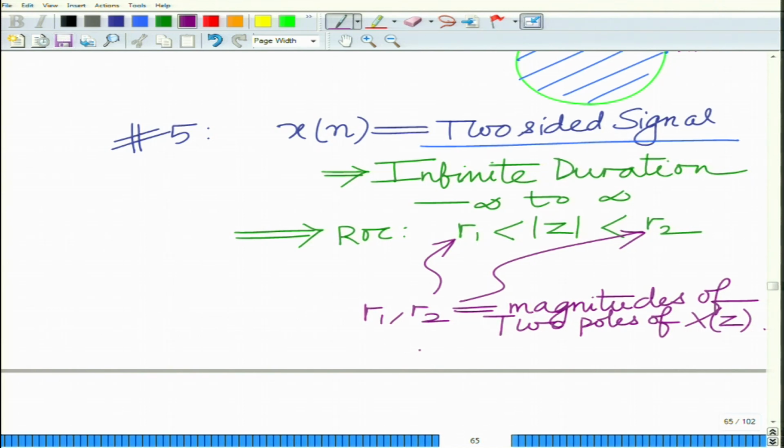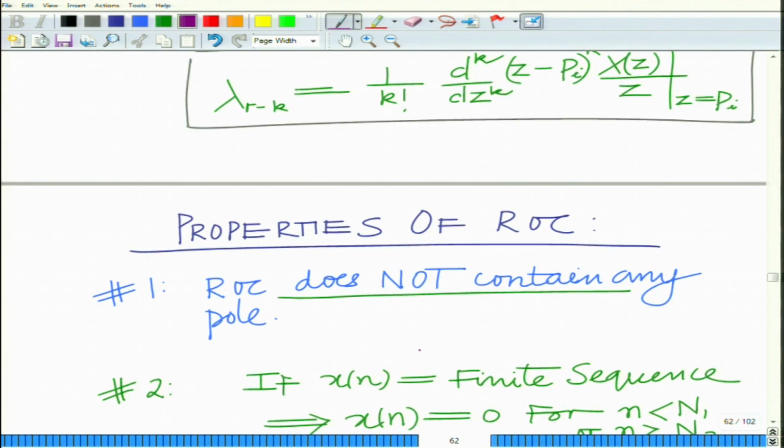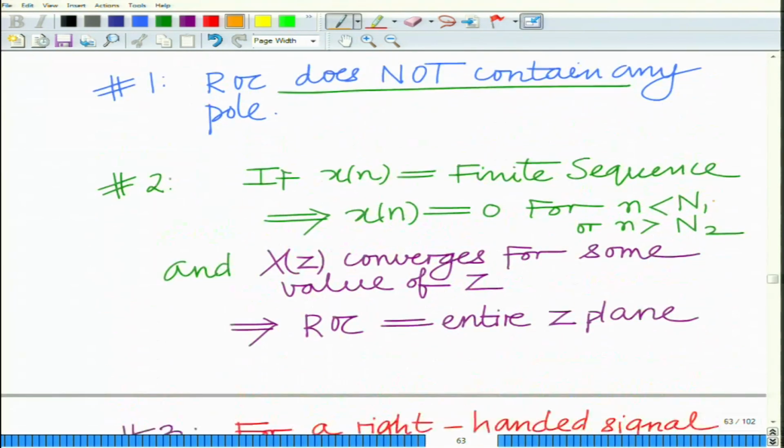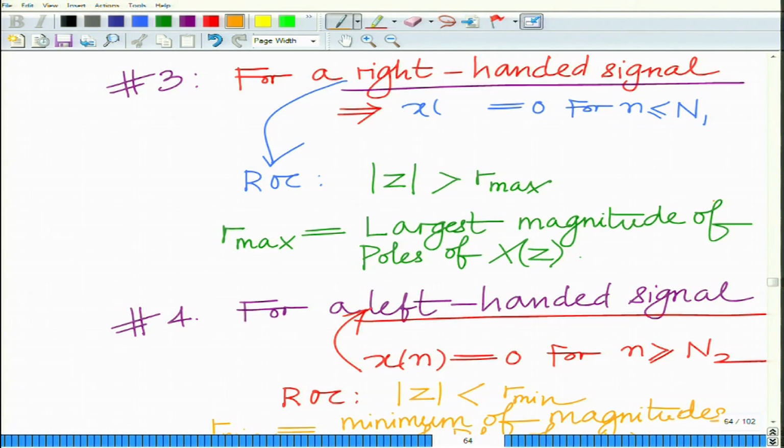So, these are the properties of the ROC. Remember, the ROC stands for region of convergence. Once again, I think we have seen that enough times before, so I do not need to go over that again. We have seen the properties of the ROC for several signals. That is, what happens to the ROC for a signal of finite duration, a left handed signal, a right handed signal, and then a two sided signal.